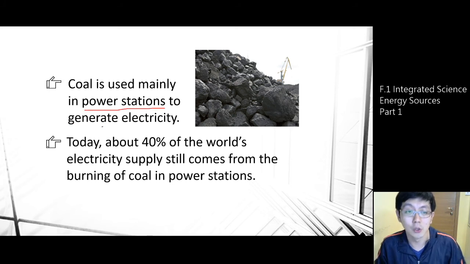Nowadays, coal is usually used in the power stations to generate electricity. 燒煤發電. And for Hong Kong, most of the electricity generated by the power station, we are making use of burning these fossil fuels.